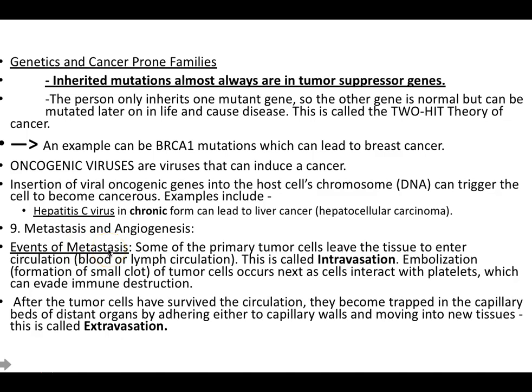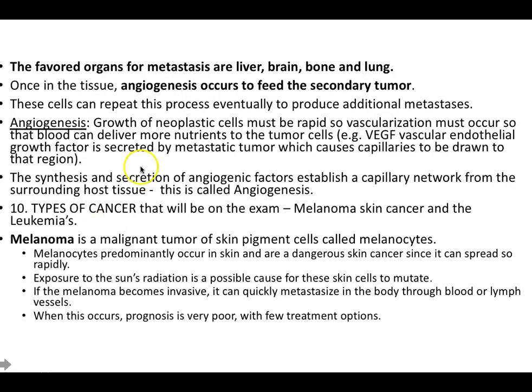Metastasis: when the primary tumor gets large enough, some cells break off and enter the blood or lymph. That's intravasation. They then go to a distant site and come out into that organ, which is called extravasation. Then they try to get blood vessels growing to them so that they can grow and divide.